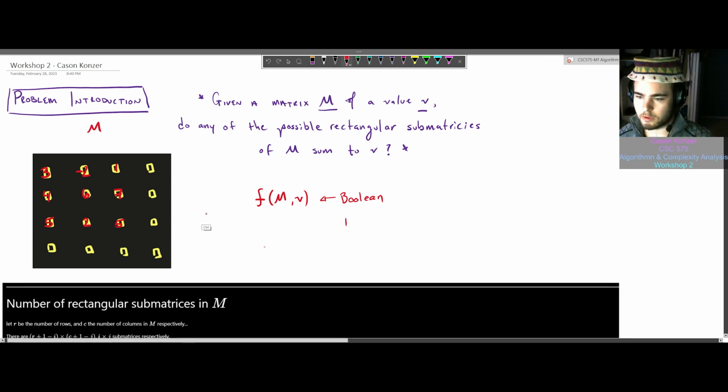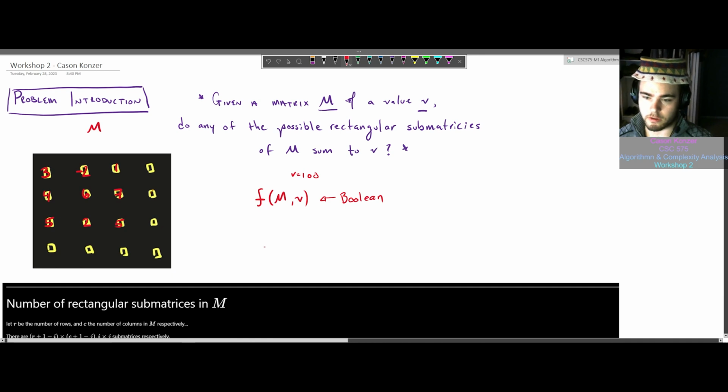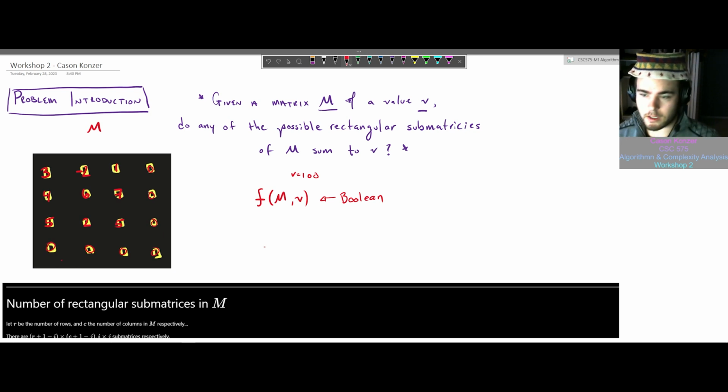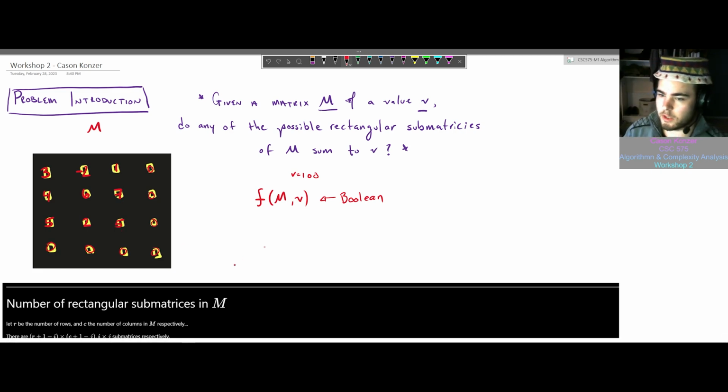Just for an example input, if I said this is M, V is equal to 1, we can say this is true because it exists here. But if I said V is equal to 100, these values are too small to add up to 100, considering we can just say the rest are all 0, right? So there's two cases. It's either true or false, but there are many possible submatrices that you need to consider. And that's the basic introduction to the problem.